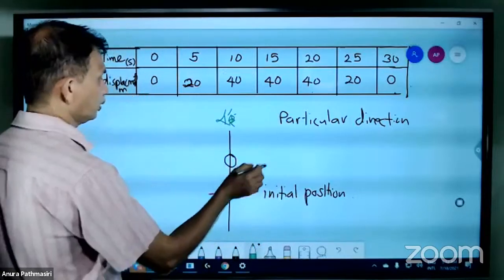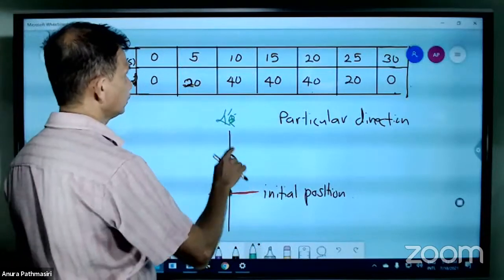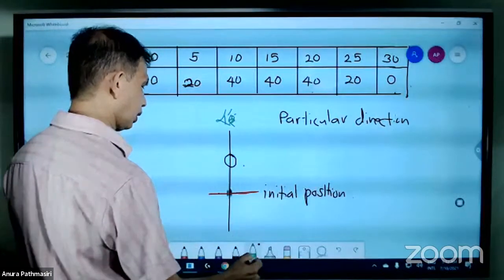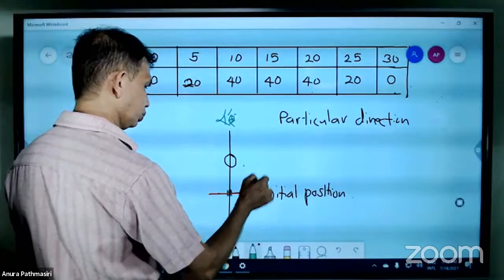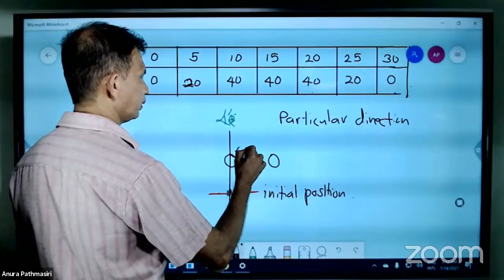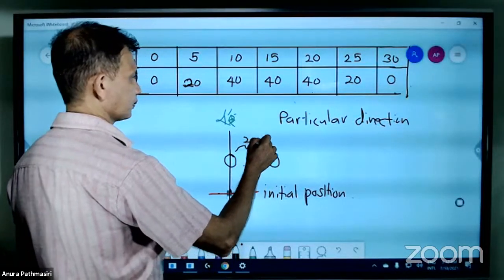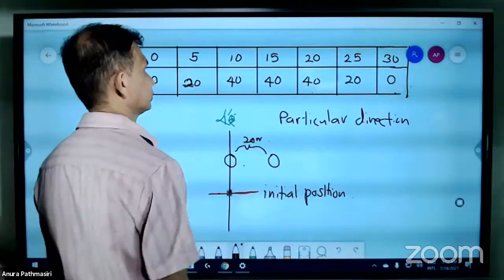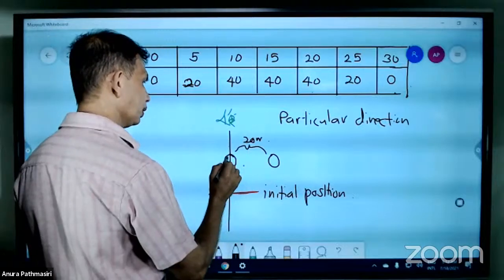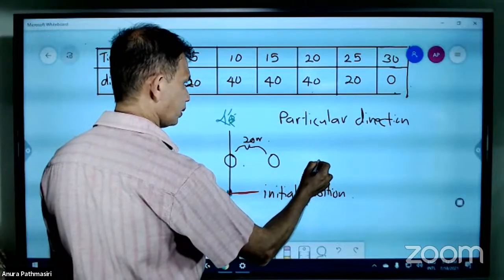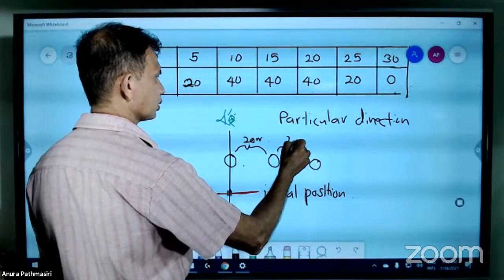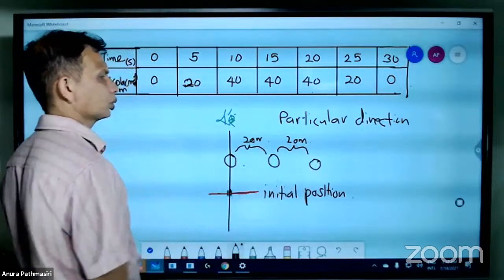When it is 5 seconds, it is 20 meters. That means the object has moved to here. Now the gap is 20 meters in the particular direction. When the time is 10, it is 40. 40 means from the initial position, that means it has traveled another 20 meters, making it 40.